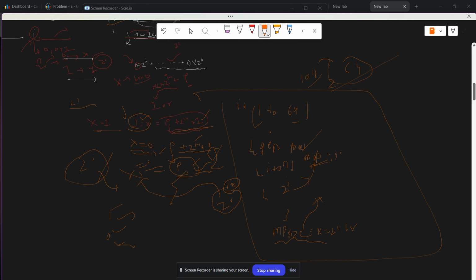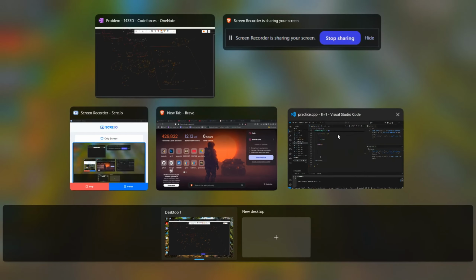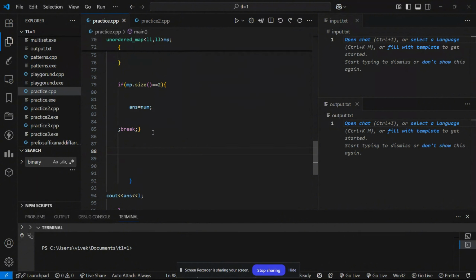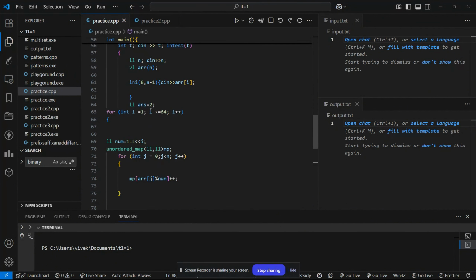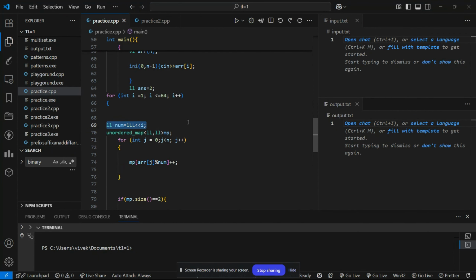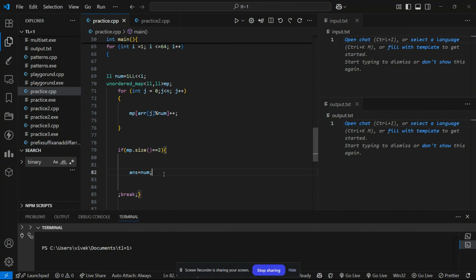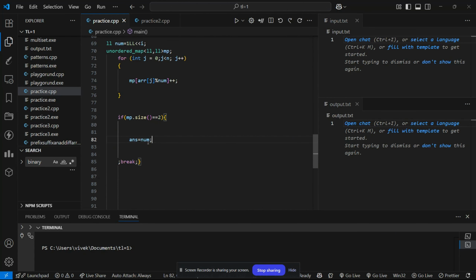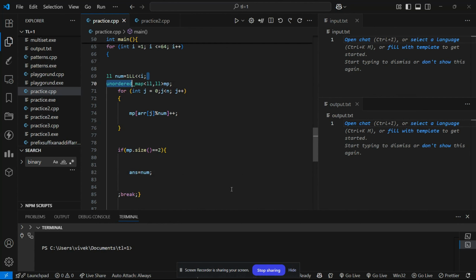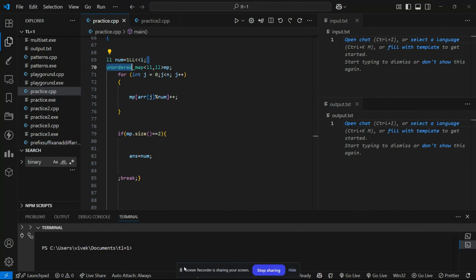So let's just look at the code once. Here is the code that we have. We are running a loop from 1 to 64, and generating powers of 2 by shift operations. I have used an unordered map, and stored the remainder of each element, from 0 to n, and then checked whether the size of the map is 2 or not. If the size of the map is 2, then that particular power of 2 is my answer. The code is really simple. I hope you understood it easily.